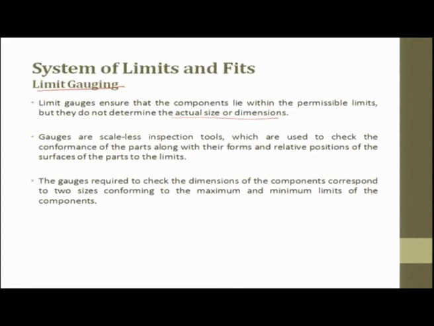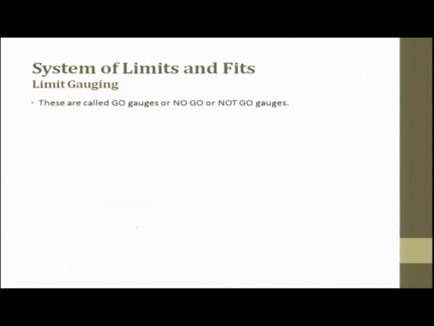The gauge is required to check the dimension of a component corresponding to two sizes conforming to the maximum and minimum limit. So, whatever we say, maximum material condition, minimum condition, whether the component falls within that and whether it is okay or not okay. We do not measure the actual size. For the limit gauge, there are two types of gauge, called go gauge and no go gauge, or not go gauge.